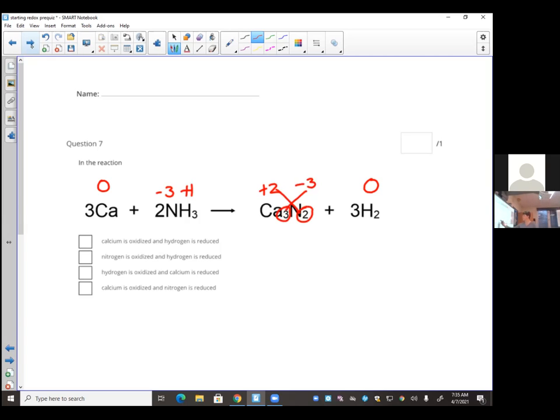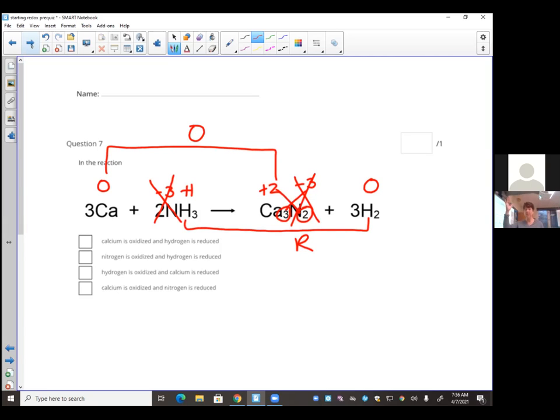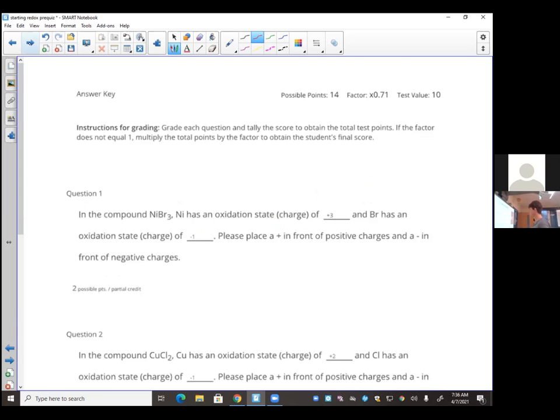So right away, I'm going to cross off the N because it's staying at -3. I want to see who goes up. Calcium goes up. It goes from a 0 to a +2, so that means it's being oxidized. Hydrogen is going from a +1 down to a 0, so that means it's being reduced. So put the charges on, identify who is going up, that's oxidized. Identify who's going down, that's reduced. So calcium is oxidized and hydrogen is reduced. There's my choice.